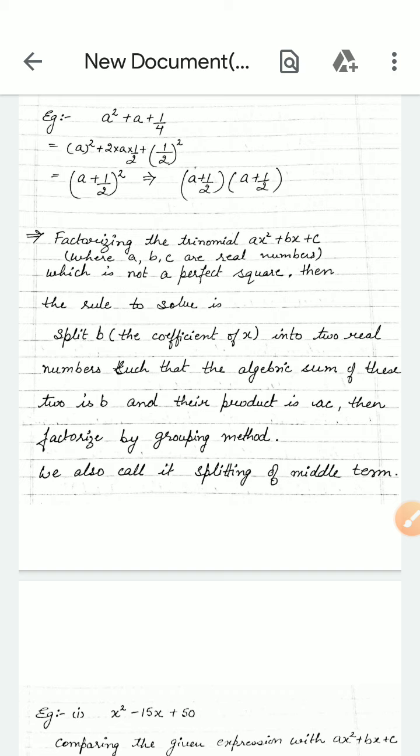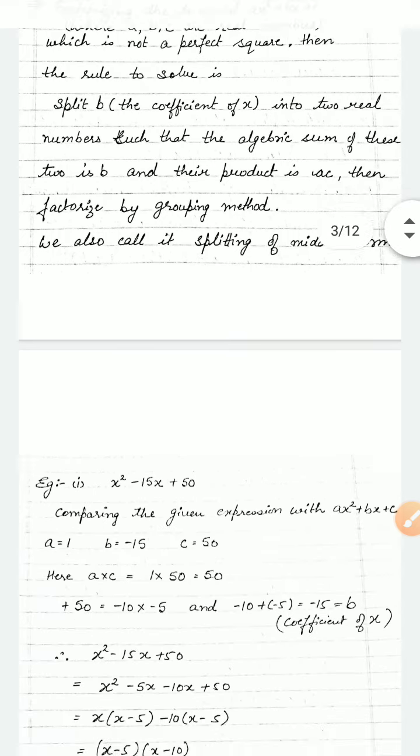First is to split b, that is the coefficient of x, into two real numbers such that the algebraic sum of these two is b and their product is ac, and then you factorize it further by the grouping method. And vice versa, you can first find the product of a and c, then split the product ac into numbers which on addition or subtraction will give you b. So you can solve in either of the two ways. Let's take some examples based on this.